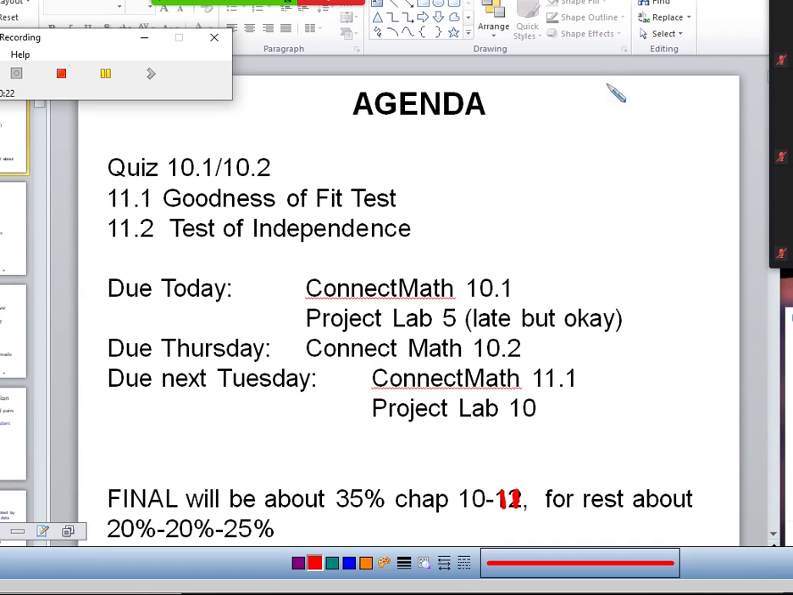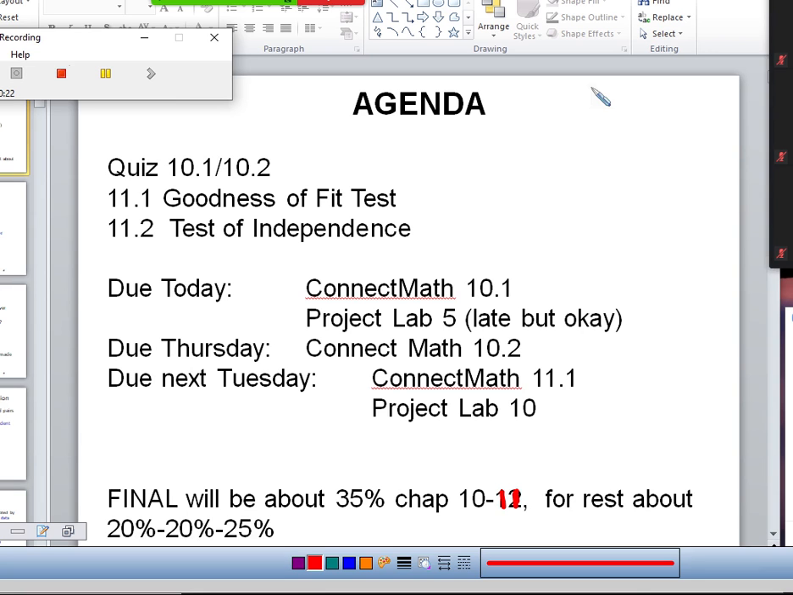This is what we're doing today. We are working on our quiz 10.1, 10.2. We're going to review that a bit, and then we're going to do 11.1 goodness of fit test. I would like to try to get to showing you a little bit about Project Lab 10 if I can. I don't know if we'll have a chance to do that, but we'll try.